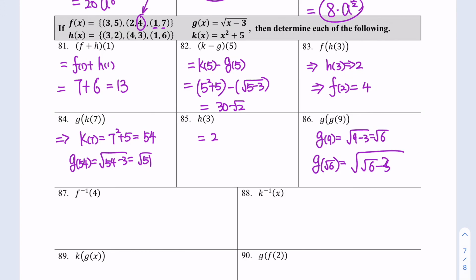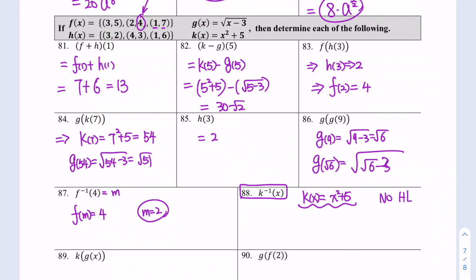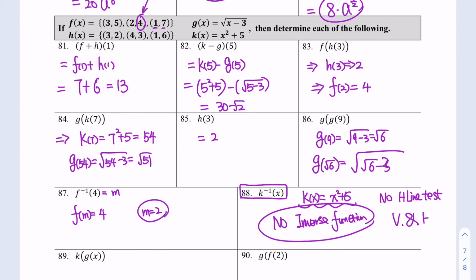f inverse of 4. If this confuses you, we let this equal m, for example. That means f of m equals 4. f of what equals 4? m equals 2. Number 88. Function k of x equals x squared plus 5. This one didn't pass the horizontal line test, so there's no inverse function. For a function to have an inverse function, it has to pass the vertical and horizontal line tests.